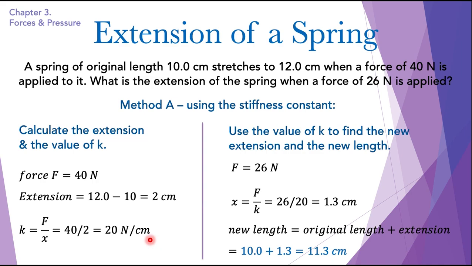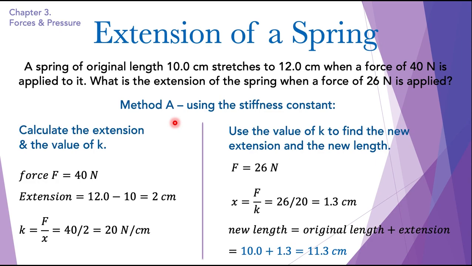Now we use this value of K to find the new extension and the new length. So now we know the stiffness constant and we know the new force, 26 Newton. To find the extension, we're going to divide this force by the spring constant, 26 by 20, and what we get is 1.3 centimeter. So 1.3 centimeter is the extension. Now that we have the extension, the new length would be the original length plus the extension. So the original length is 10 and we add the extension 1.3 centimeter and we get 11.3 centimeter. So the new length is 11.3 centimeter.